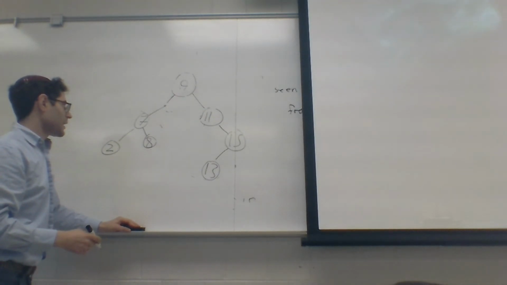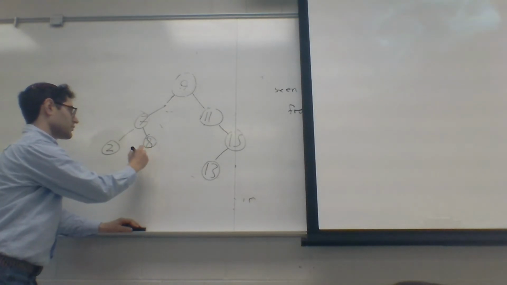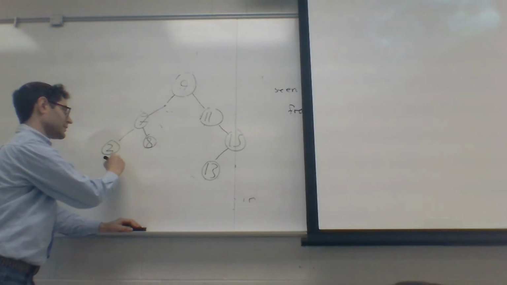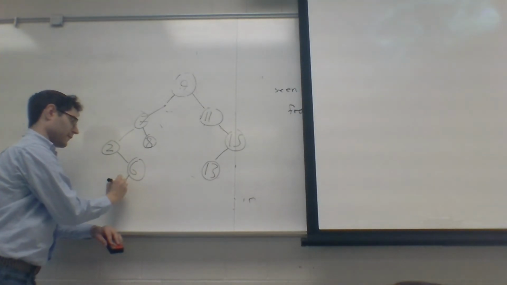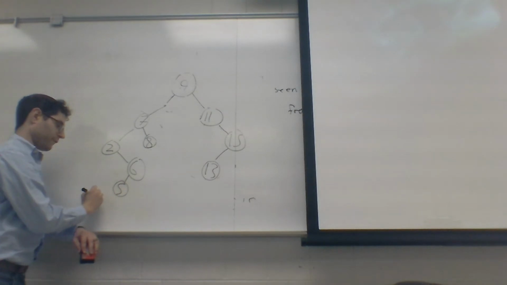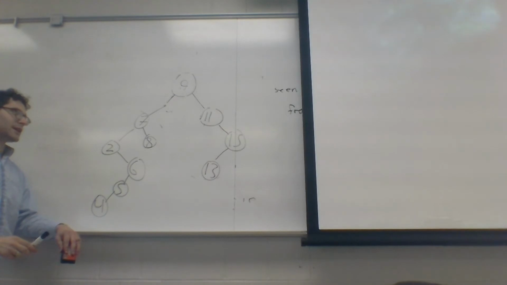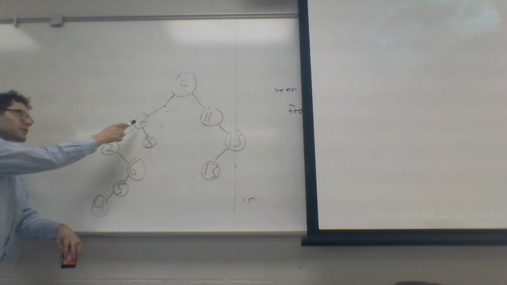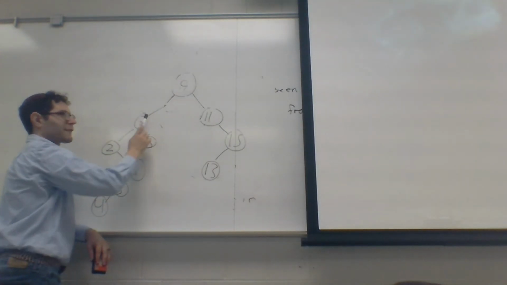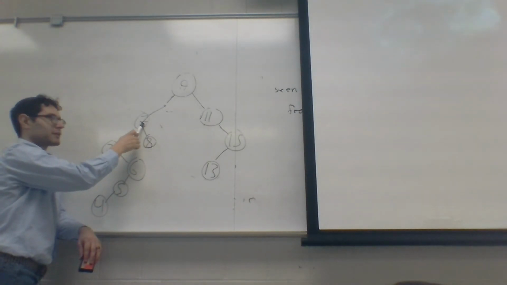Let's go ahead and look at, let's see, I want to make this a bit more interesting. So let's go ahead and add 6 here, and add 5 and 4 over here, right? So let's look at deleting 7 from this tree, okay? So we start at the root, we go to the left because we're trying to delete 7. We go to the left, we find 7, so now we want to delete 7.